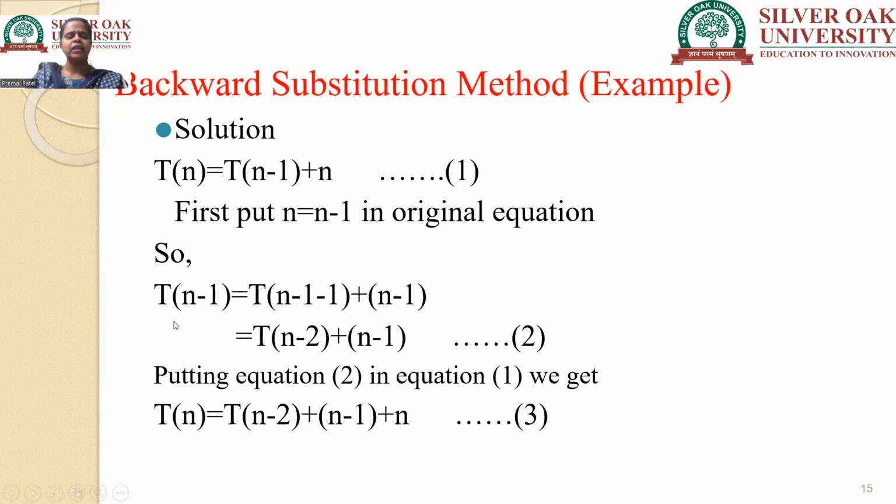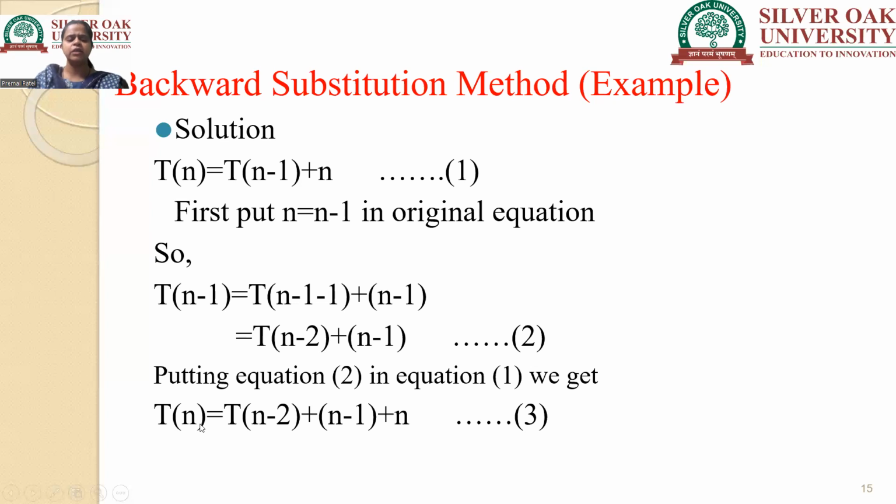So we will get T of n minus 1 is equal to, instead of n, we will put n minus 1. So that will become T of n minus 1 plus n, which is n minus 1. So here it is n minus 1. Now that will become T of n minus 2 plus n minus 1, and we will give that equation number 2.